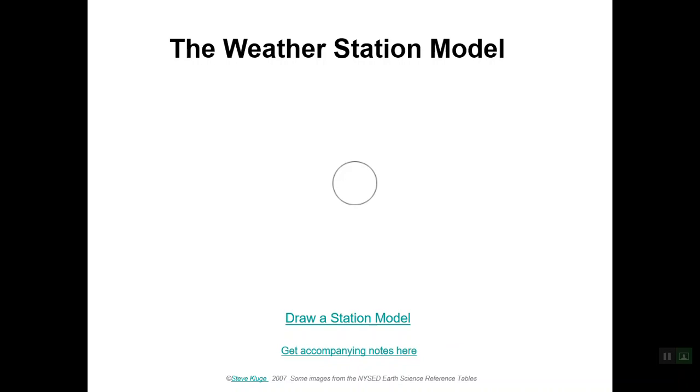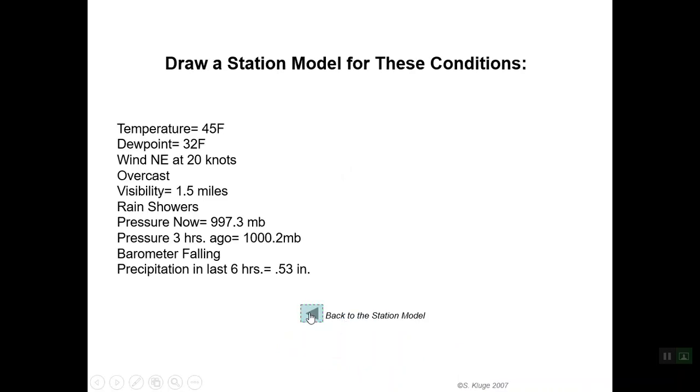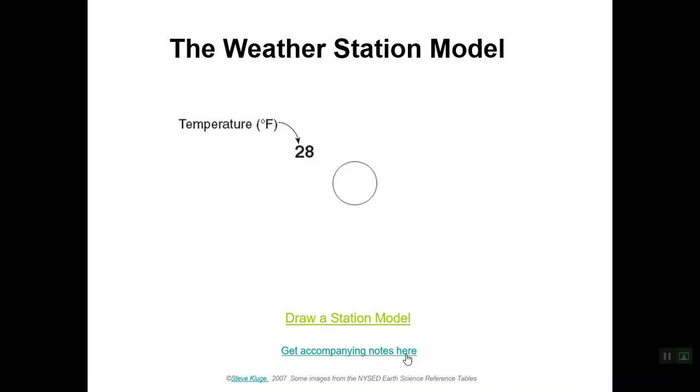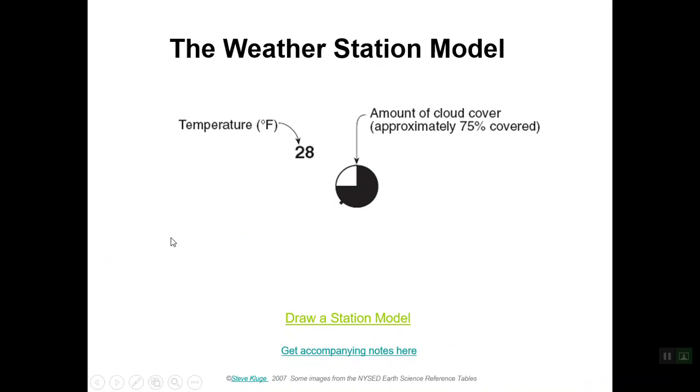So you have a circle here right in the middle, and then what you have next is temperature. Temperature is represented in the top left-hand side of the circle. Now, cloud cover is how many clouds are covering the blue sky. That's represented by darkness inside the circle. So this represents approximately 75% of the sky being covered by clouds. If it's white, that means that you can see the blue sky. If it's dark, that means clouds.